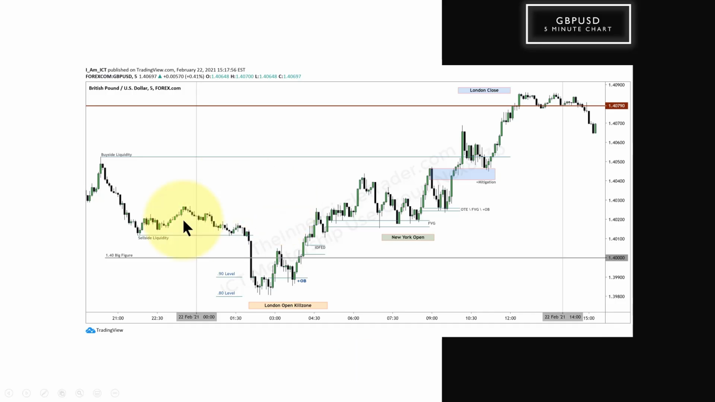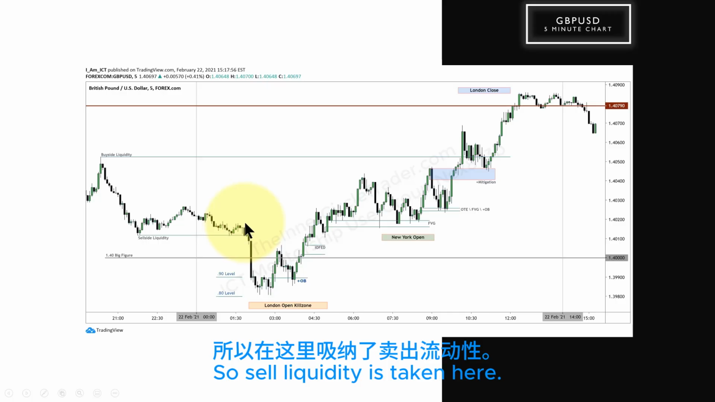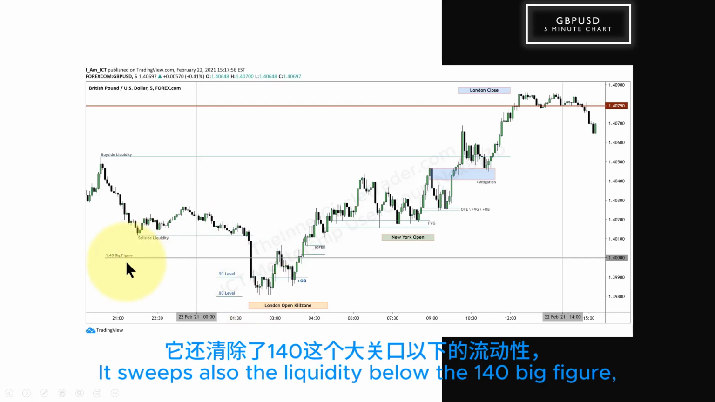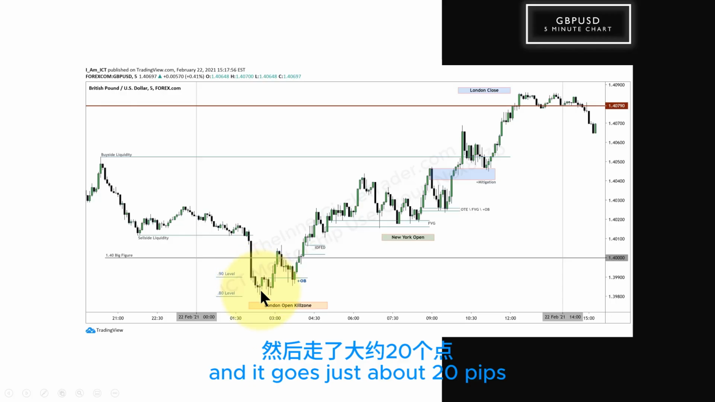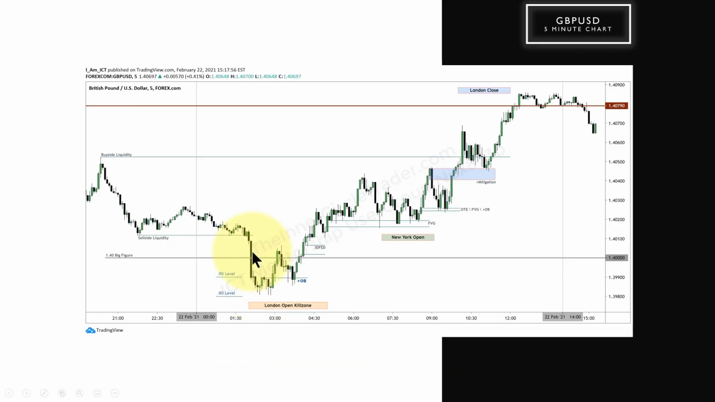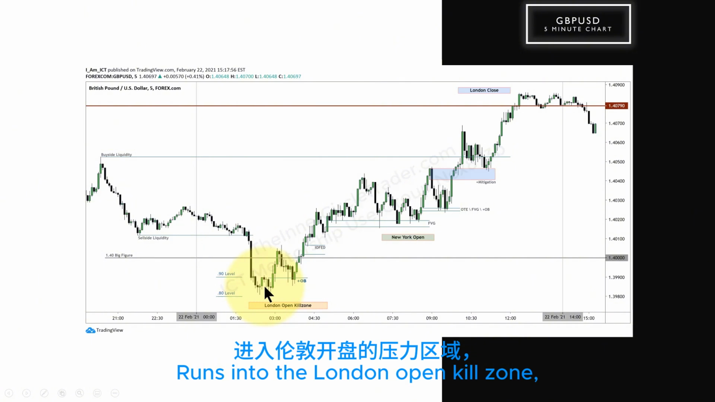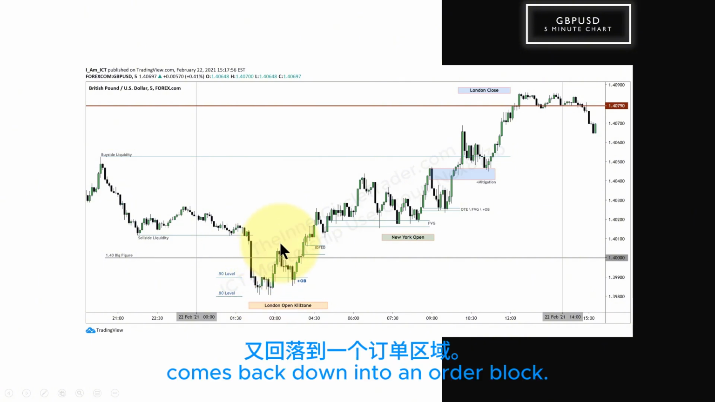But same thing, engineering liquidity. So sell-side liquidity is taken here. It also sweeps the liquidity below the 140 big figure, and it goes just about 20 pips, not quite 20. It runs into the London Open kill zone, rallies, and comes back down into an order block.